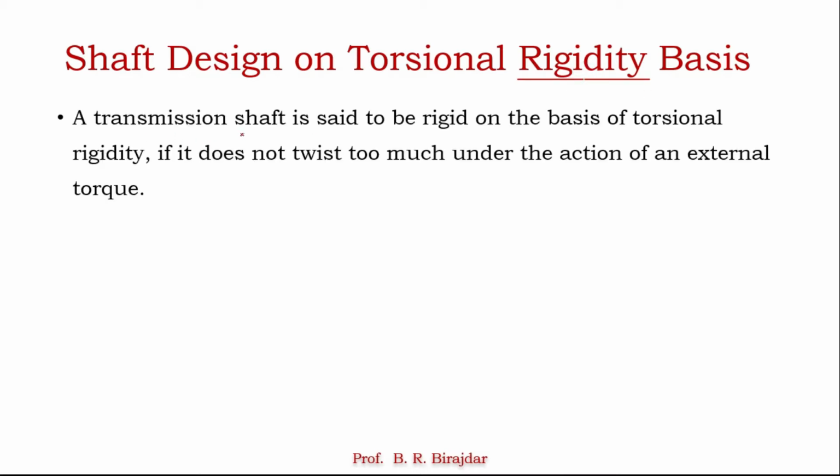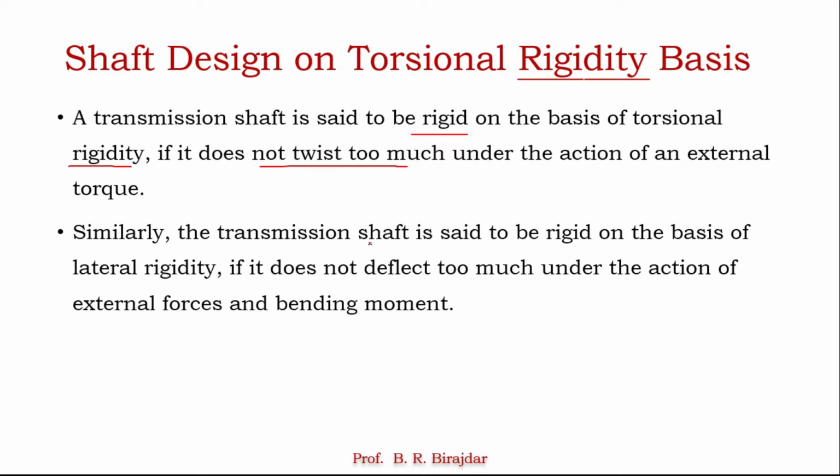A transmission shaft is said to be rigid on the basis of torsional rigidity if it does not twist too much under the action of external force. When we apply the external force on the body, and if it does not twist too much, then we can say it is rigid on the torsional rigidity basis.